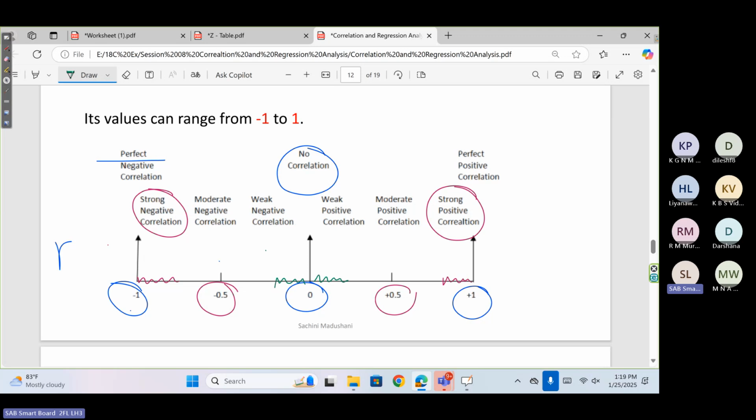0.21, 0.19, 0.13. Then what happened? The strength is weak. Weak positive or weak negative.